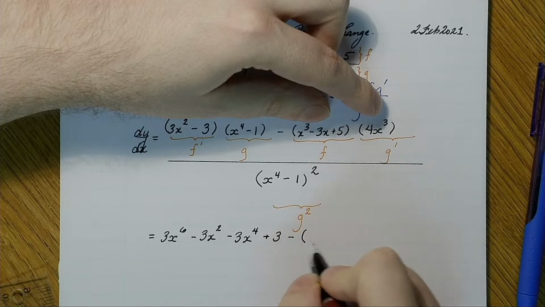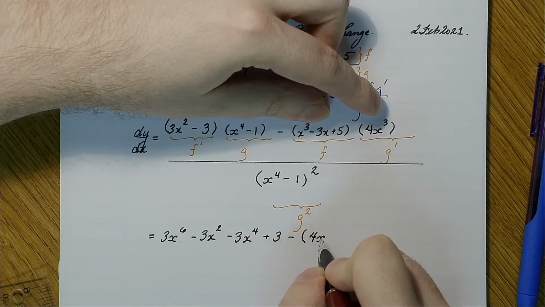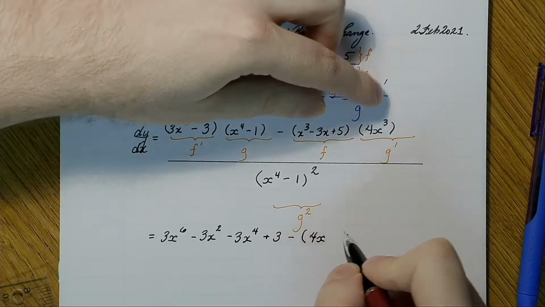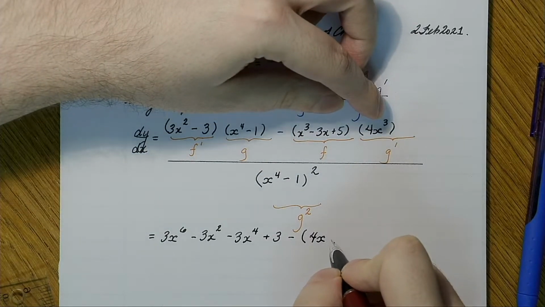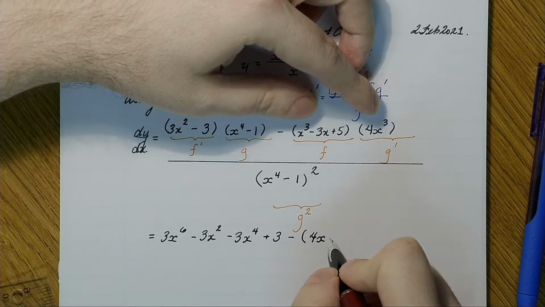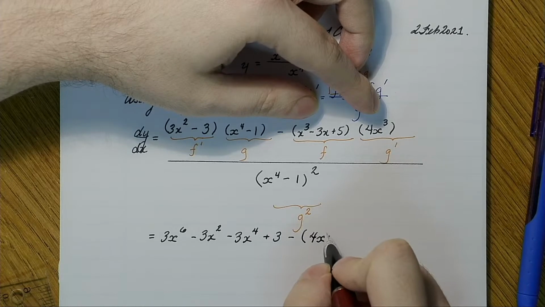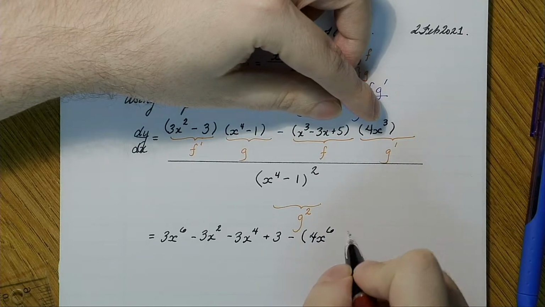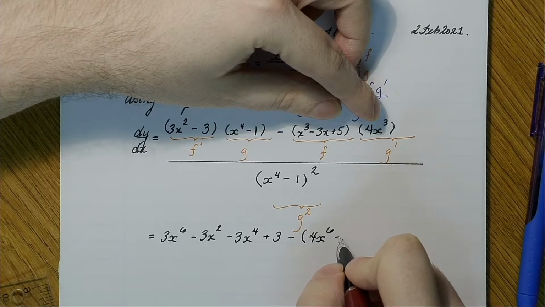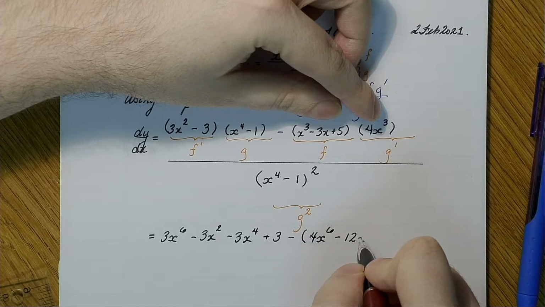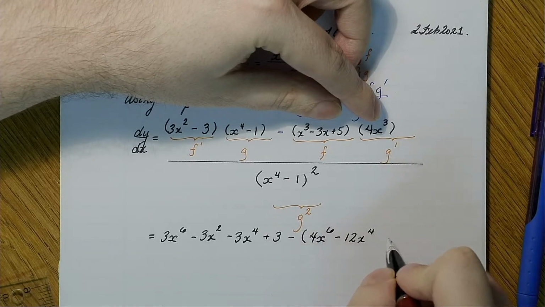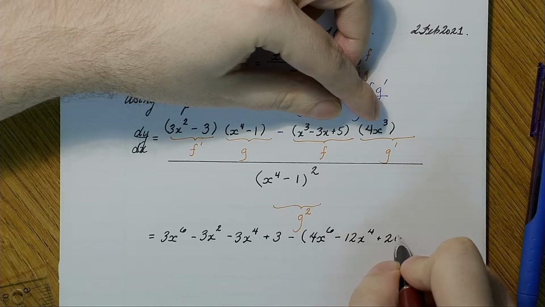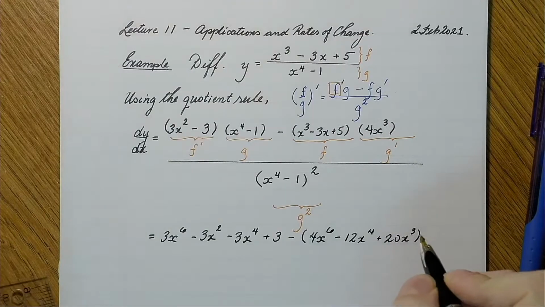So we can expand that out. We'll have a minus. In this case, we have 4x cubed times x cubed, which gives x to the 6th. And then we have a minus 12x to the 4th plus 20x cubed.